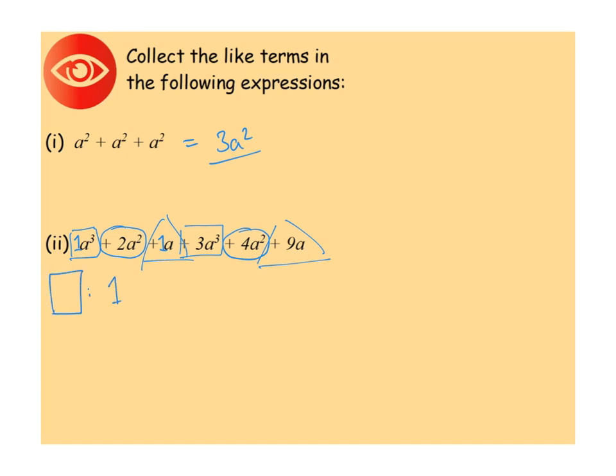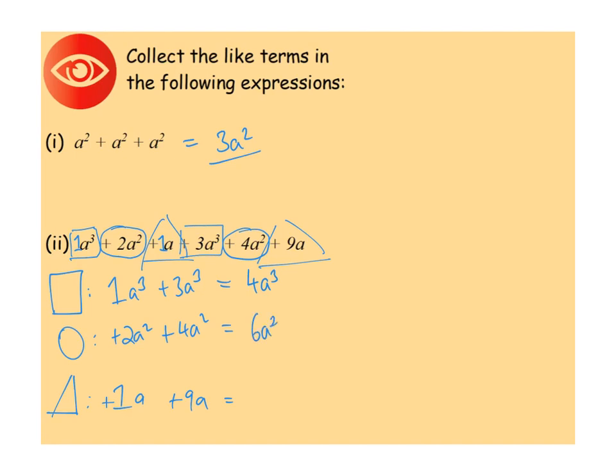And so we get, in the rectangles, 1a cubed, add 3a cubed. In the circles, 2a squared, add 4a squared. And in the triangles, 1a, add 9a. So this is going to give us 4a cubed, 6a squared, and 10a. So my final answer is 4a cubed, add 6a squared, add 10a.